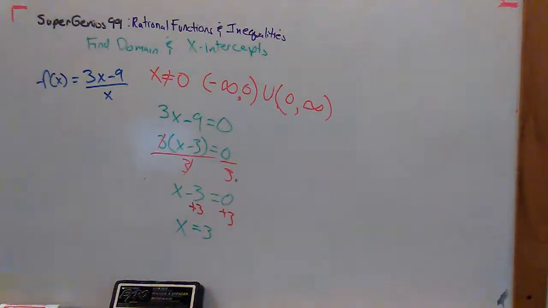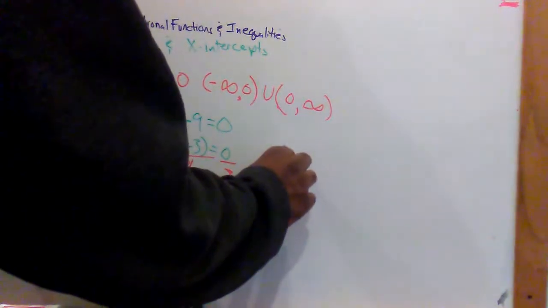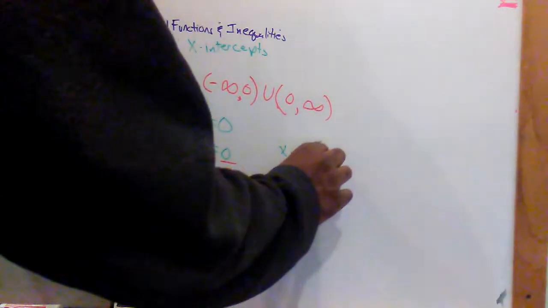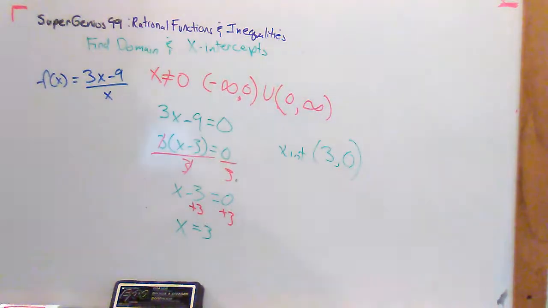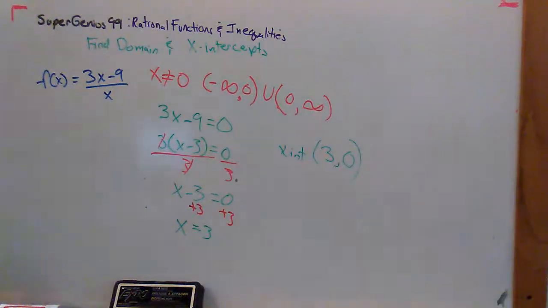Now that's the x point. So then we need to write it in the ordered pair. So it's the ordered pair with x equals 3 as your intercept. Okay, so there's your x-intercept, and there's your domain. Let's look at another one.